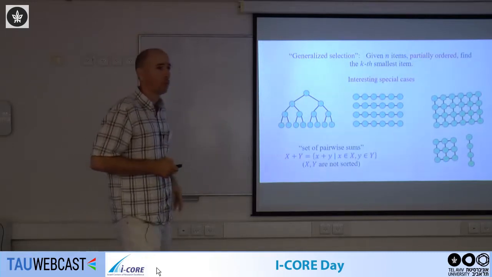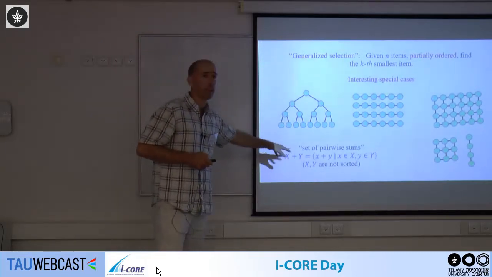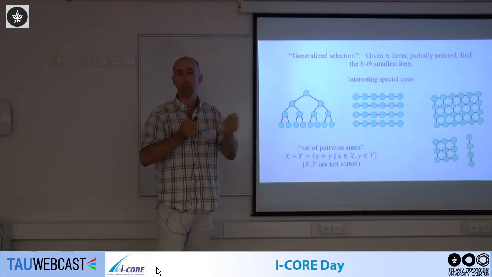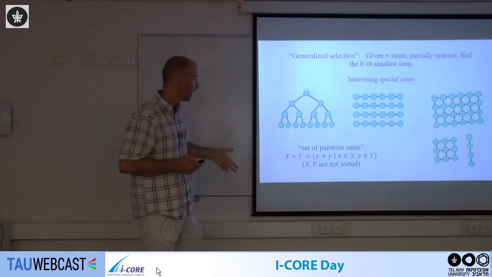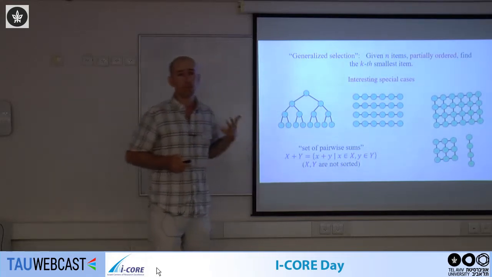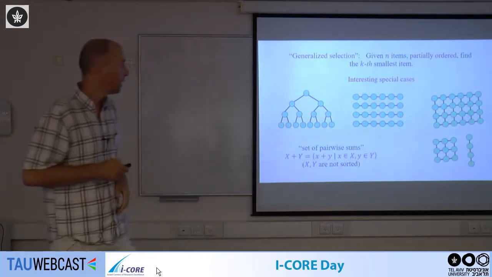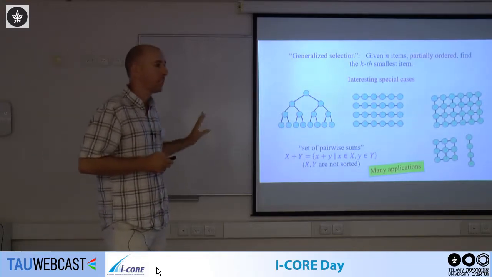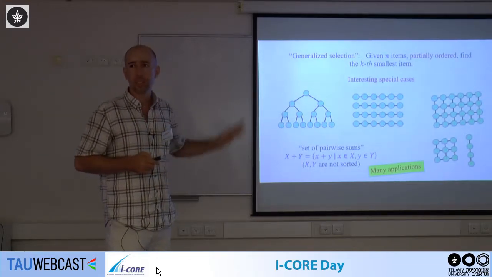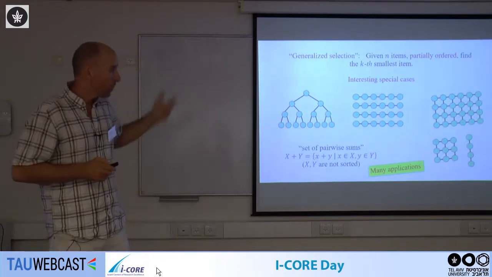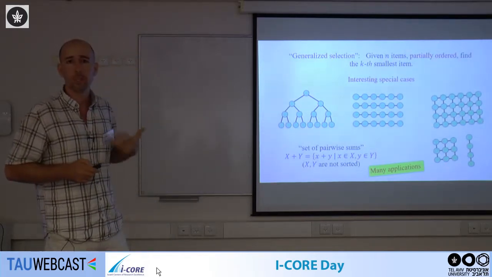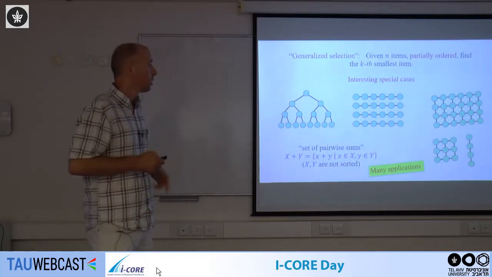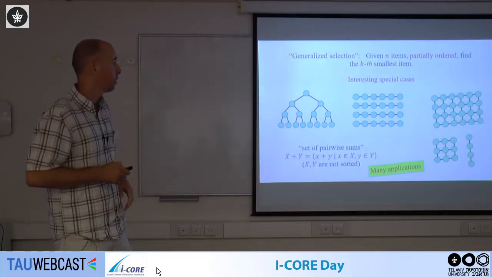A slightly different flavor is an x plus y set, where you are given two sets x and y, and you have all the pairwise sums, and find the kth smallest. And it's important that x and y are not sorted. These have been considered in the literature. I won't go into the concrete applications. They come up in many problems, but the best existing solutions are kind of complicated. So we give some simpler solutions. I'll go through them one by one.